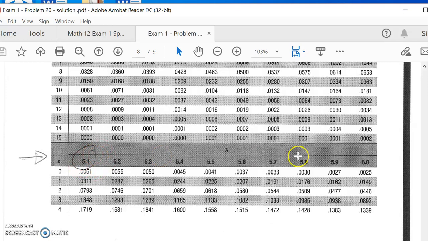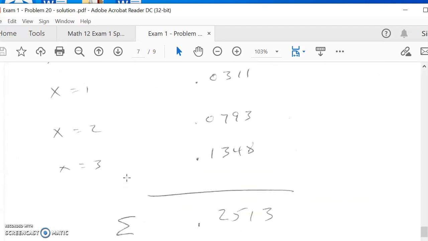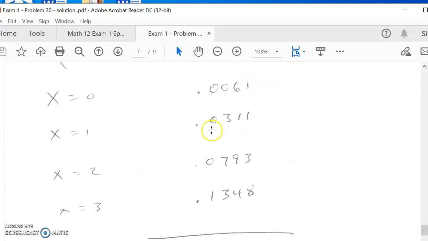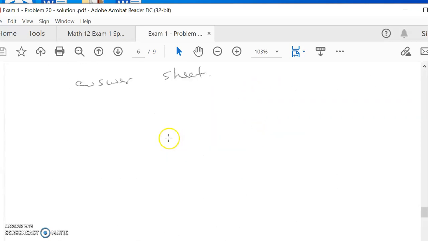So for this particular lambda, if you have an x of 0, what's the answer? 0.0061. If you have an x of 1, what's the answer? It's this one. So I can remember that in my head, my short-term memory. 61 and 3111. That's exactly what we got up here. Boom, 0.0311. Okay, so you don't have to do this calculation. You can do the table.